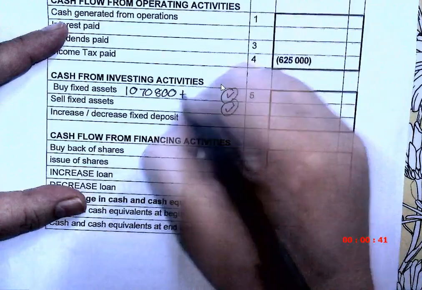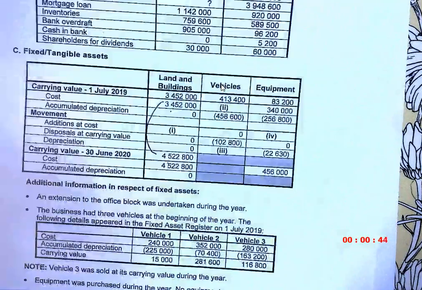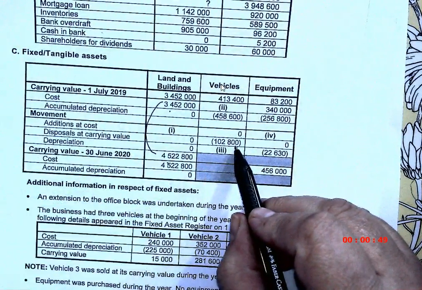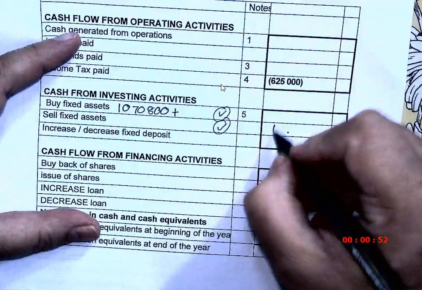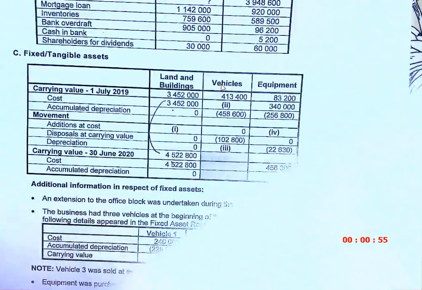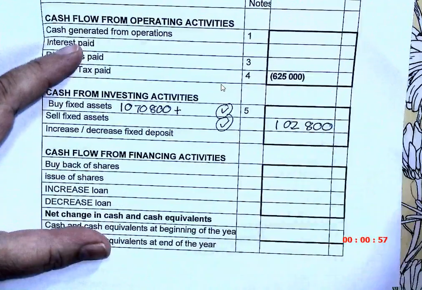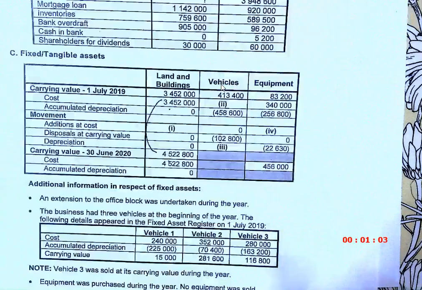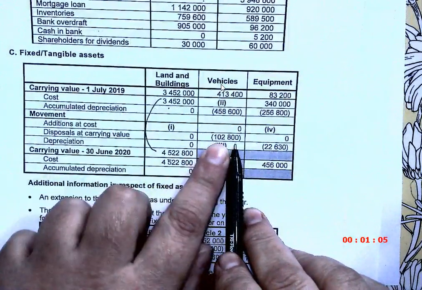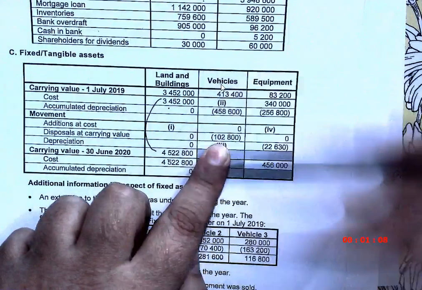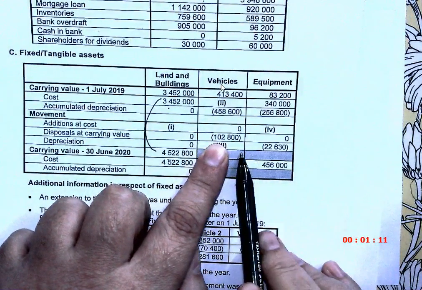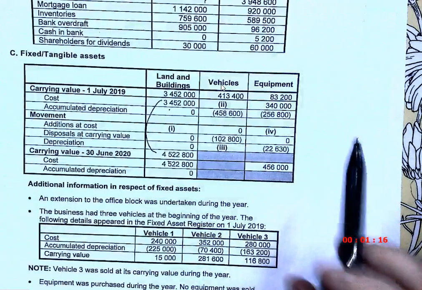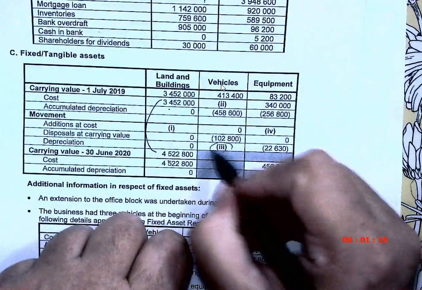Okay. Then the next one, I see there's no addition. There's only a disposal. So what do I do immediately? That disposal goes here. But this is not going to be in brackets. Why? Because this is cash coming in. Remember, this statement is about cash. Here, it's about fixed assets going out. Can you see it's different purposes? That's why it's got a bracket here, but not here. Everybody sharp? Okay.